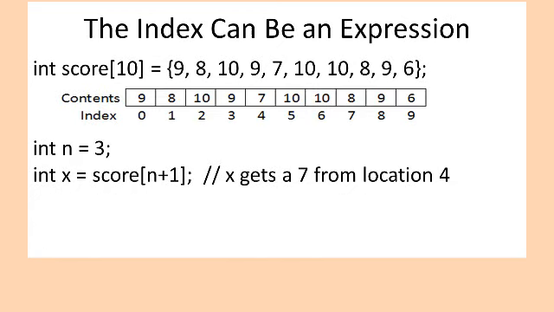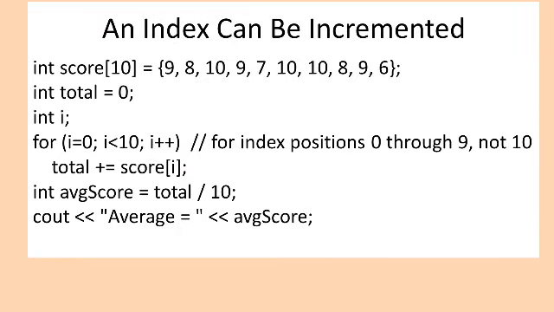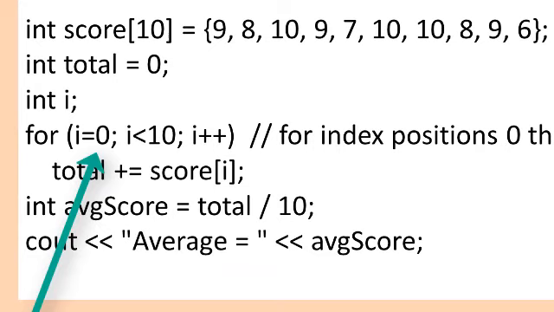The index can be an expression. In this example, n is a 3, so n plus 1 is a 4. Therefore, X gets a 7 from location 4. This is a very common way the for statement is written when working with arrays. Notice that the index i starts at 0 and goes up to but not including 10. The test statement in the for loop is i less than 10.